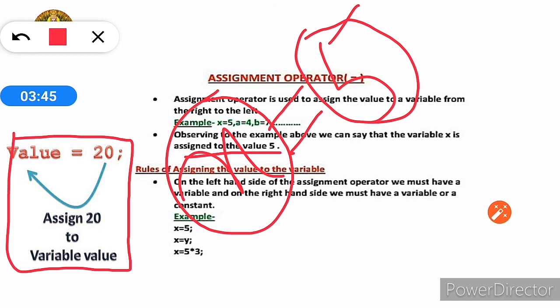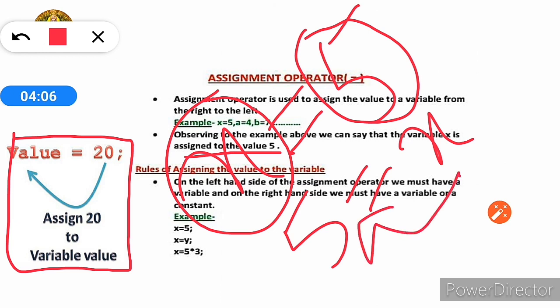We cannot assign the value to a variable in a way like this: 5 equal to x. We cannot write like this, because the associativity of the assignment operator is only from right to left, so syntactically it will be wrong.